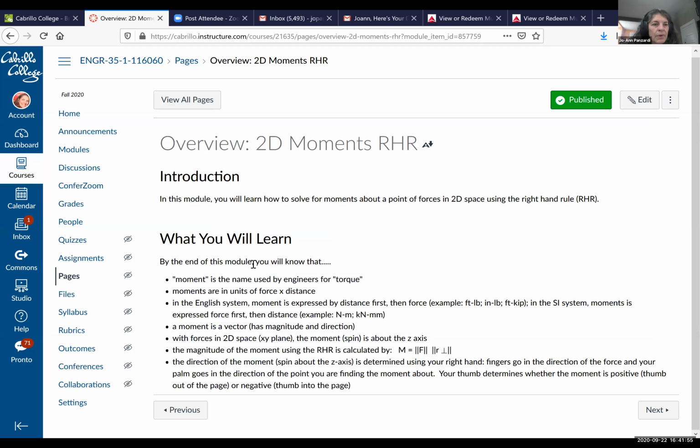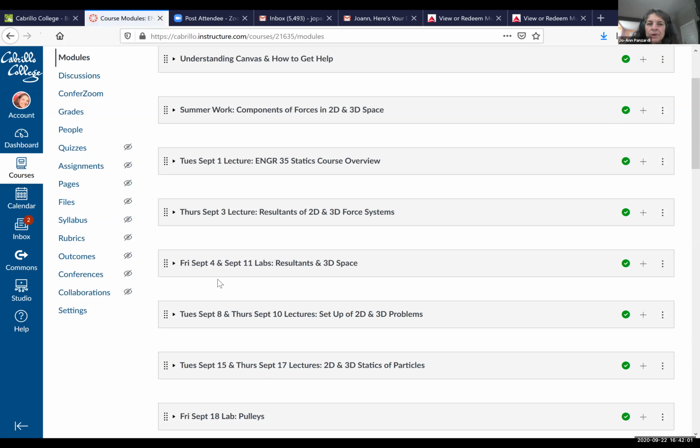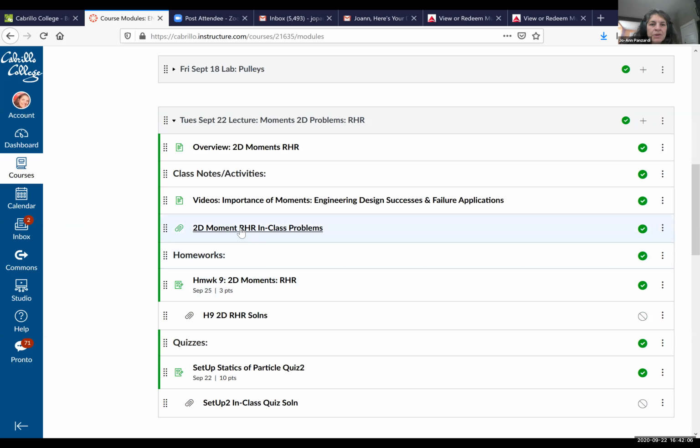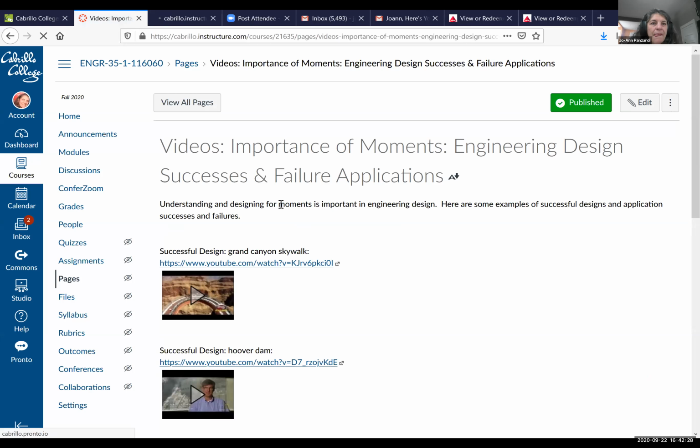Okay, I'm going to go back now. So remember that overview exists in every single module of mine. So right here, I'm back in today's class module, and notice it says 2D moment right-hand rule in class problems. So these are the problems we're working on. I first wanted to start out with something fun. We're going to look at some videos. I guess I wasn't fast enough with my right finger. Here are the videos anyway.